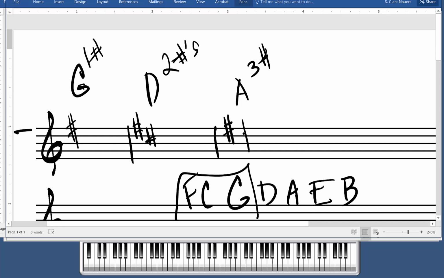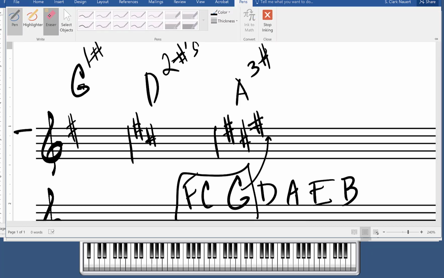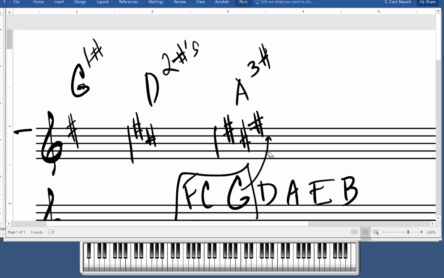F goes on the 5th line, C goes on the 3rd space, and G goes way up here on the space above the staff. That's where the G goes. So we have F and C and G. All right. If I can get that to erase, we'll move on our way.